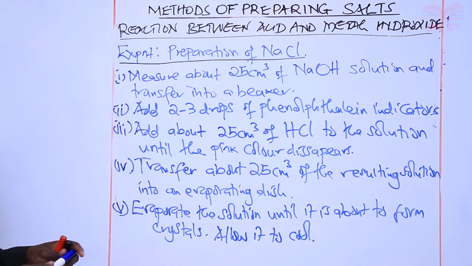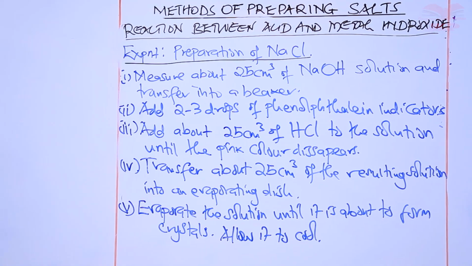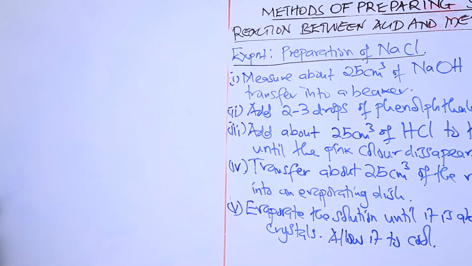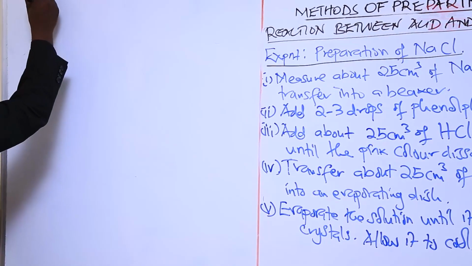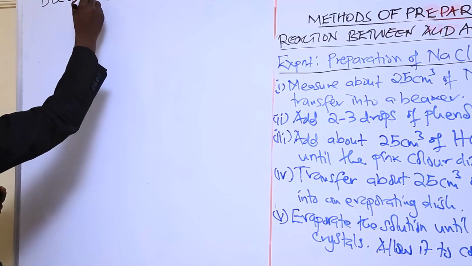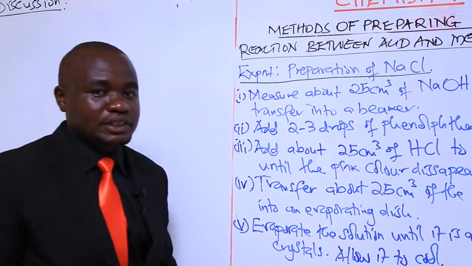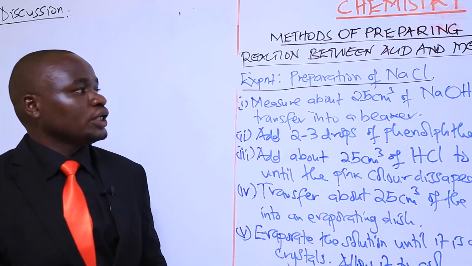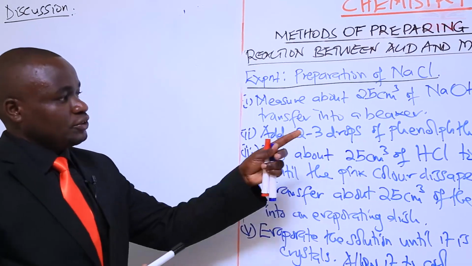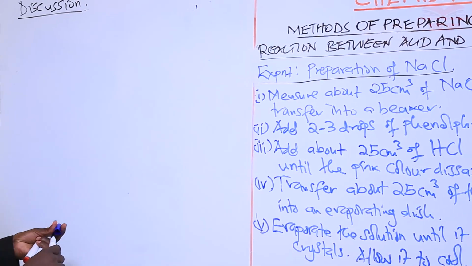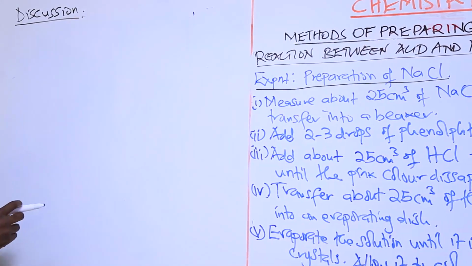So that is the brief experiment. Let's look at the discussion, the expected observations. Discussion. So remember, we are reacting an acid and a metal hydroxide. So for this particular experiment, the reaction was between sodium hydroxide and hydrochloric acid. So this will be the reaction.